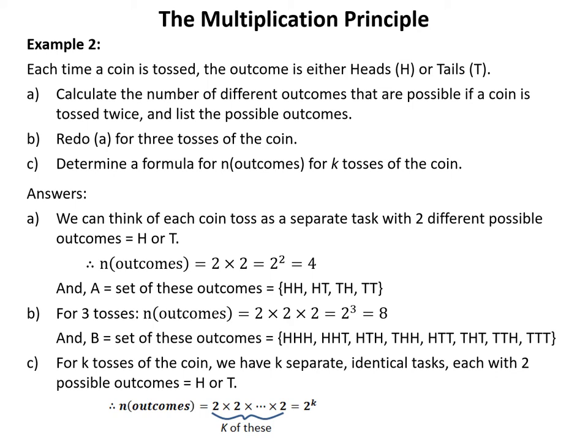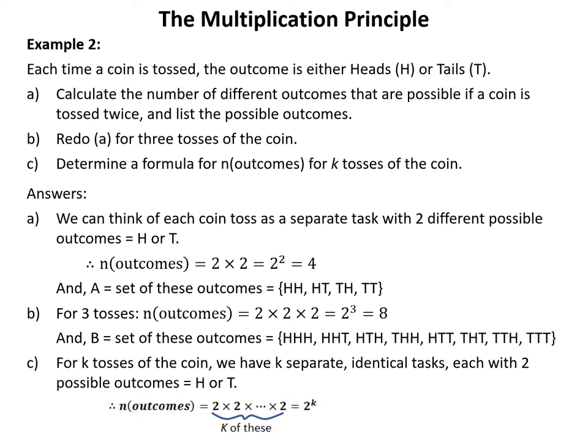So to answer this question, starting with part A, we can think of each of these coin tosses as being a separate task that has two different possible outcomes, heads or tails, and we use H for heads and T for tails. So the total number of outcomes for two coin tosses would therefore be, using the multiplication principle, 2 times 2, or 2 to the power 2, which equals 4. And we can list those outcomes, and because it's a fairly small number of outcomes, it doesn't take long to write them down and to see that that's an exhaustive list with no other possible outcomes. And so we end up with heads heads, heads tails, tails heads, or tails tails being the possible outcomes.